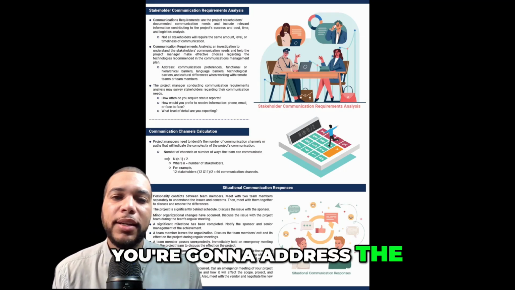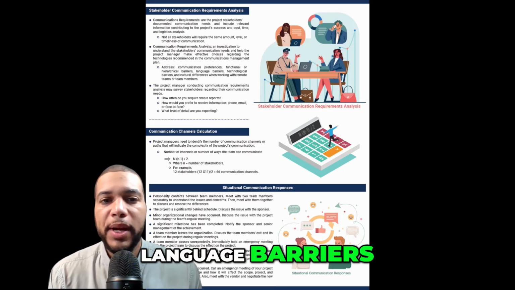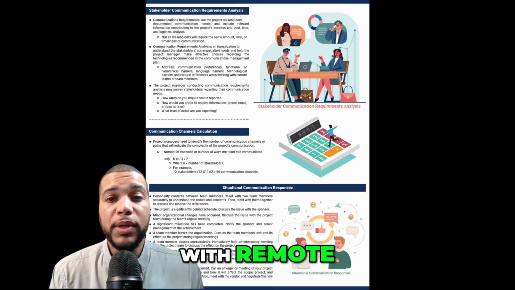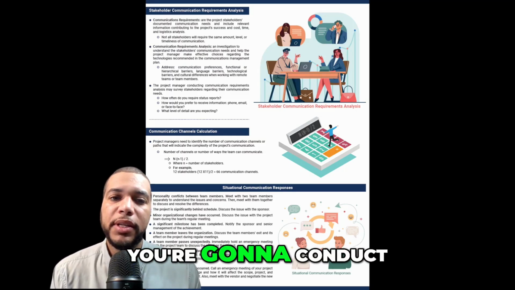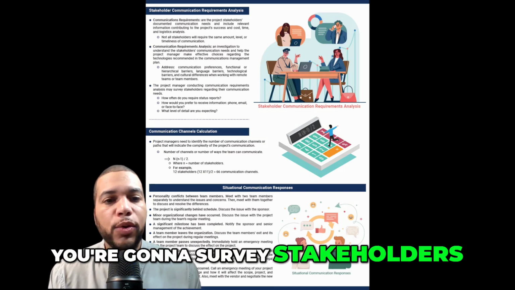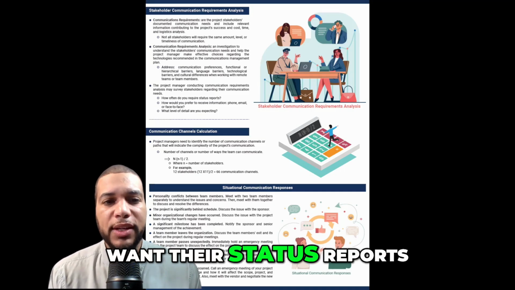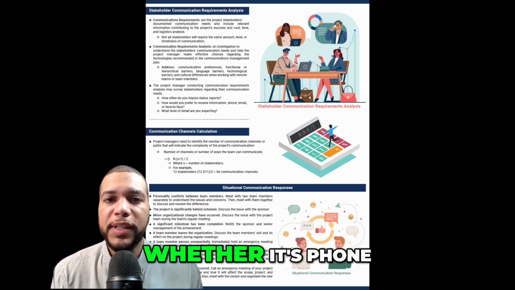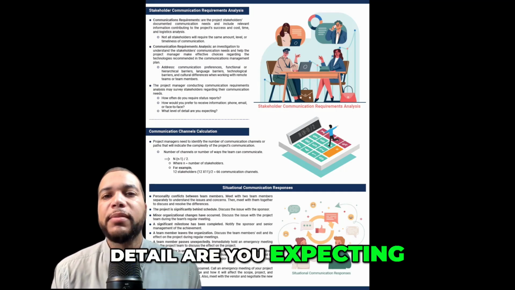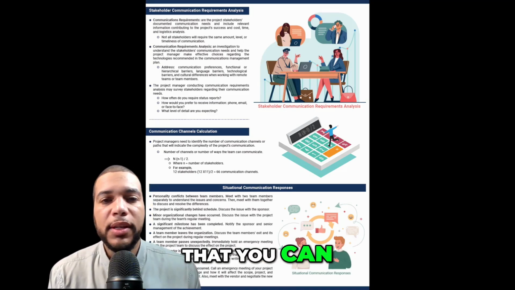You're going to address the communication preferences, functional or hierarchical barriers, language barriers, technical barriers, cultural differences when working with remote teams. As a project manager, you're going to conduct communication requirements analysis. You're going to survey stakeholders regarding their communication preferences and their needs. How often do they want their status? How do you prefer to receive your information, whether it's phone, email, face-to-face, and what level of detail are you expecting? There are some communication channel calculation formulas that you can understand and know.